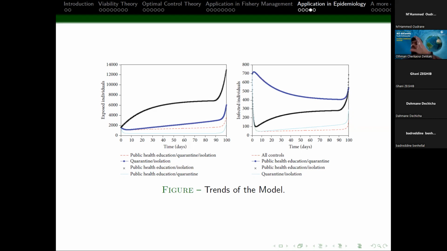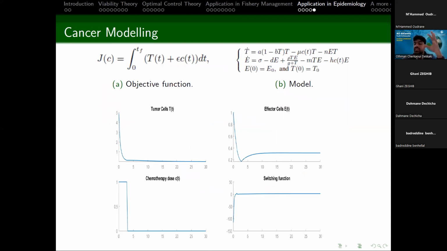Now I'm going to move away from epidemiology to a different kind of model. The model that I'm going to present to you is cancer modeling. And yeah, math can save lives. Math can save cancer patients and can help with cancer treatment. And this is one of the models made by a student who was with me in her PhD. Her model was very simple. It was just trying to minimize a function.